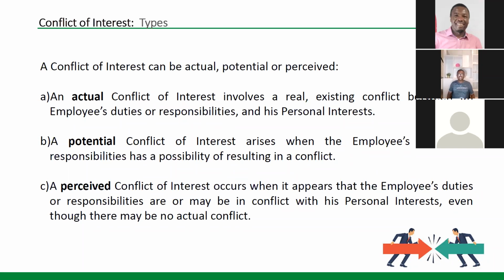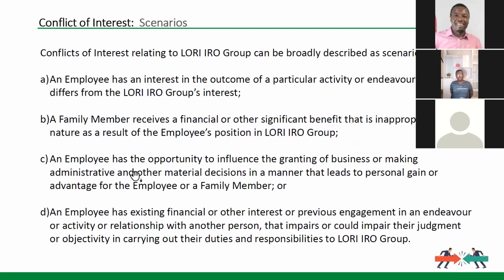Stanley, we can go to the next slide. Let's just look at a few scenarios, then we'll look at some examples. There are basically about 4 types of scenarios where a conflict of interest can arise. The first one has to do with where an employee's interest in the outcome of a particular activity or endeavor differs from his employer's interest.